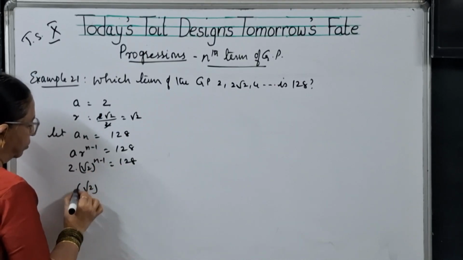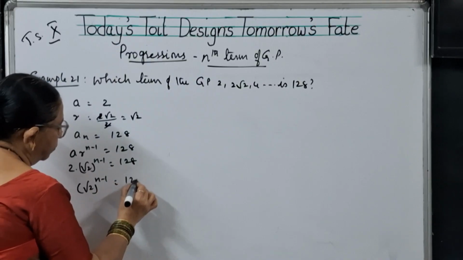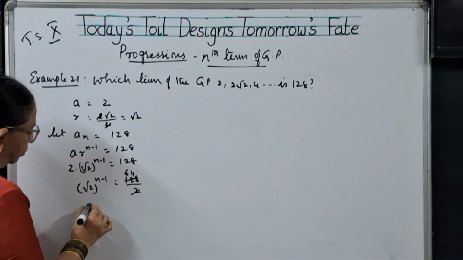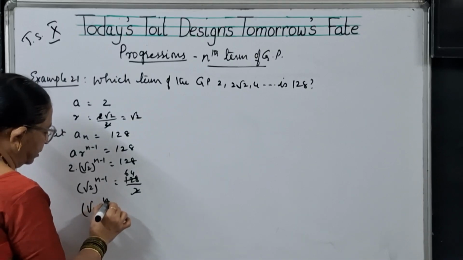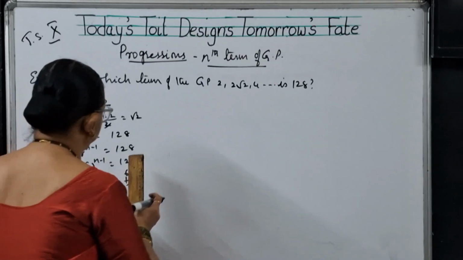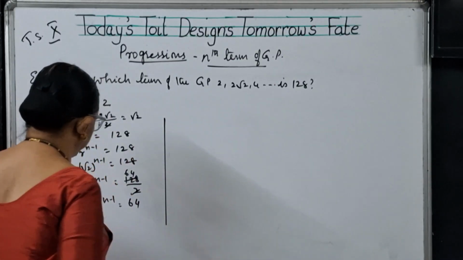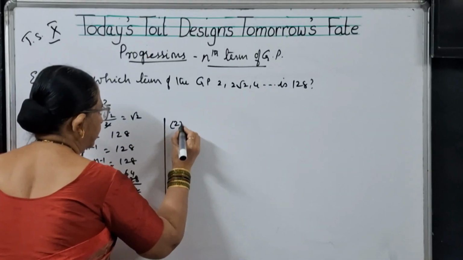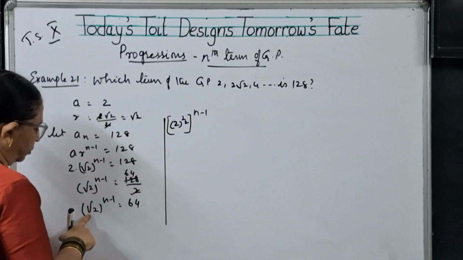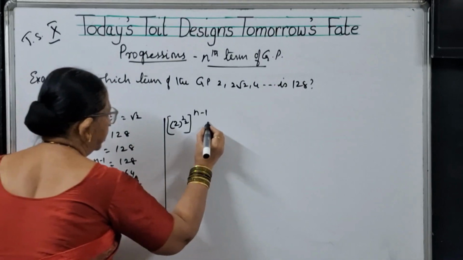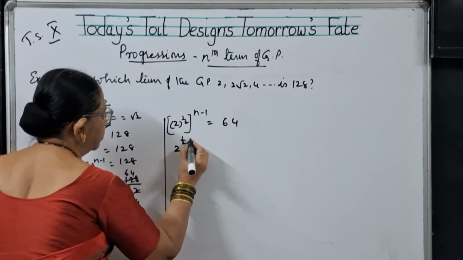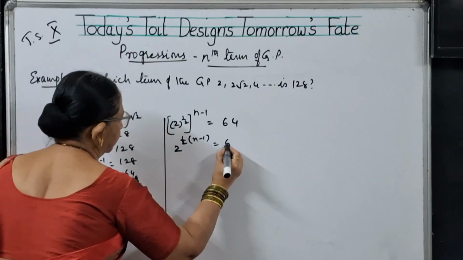So, what is root 2 to the power of n minus 1? 128 by 2, 2 6s are, 2 4s are 64. So, root 2 whole to the power of n minus 1 is equal to 64 we got. Now, this means what, children? Root 2 means 2 to the power of 1 by 2. So 2 to the power of 1 by 2 whole to the power of n minus 1 is 64. That is 2 to the power of 1 by 2 into n minus 1 is equal to 64.